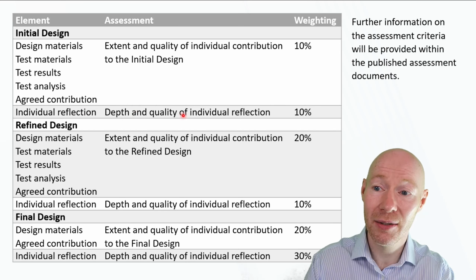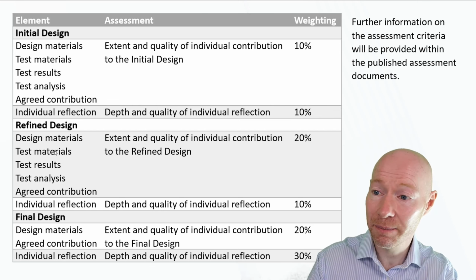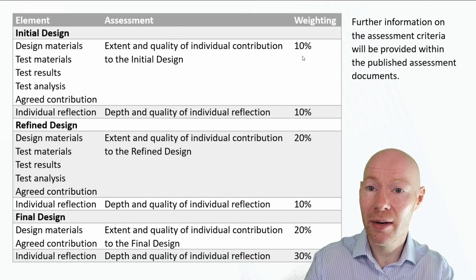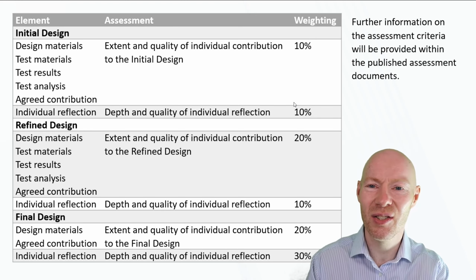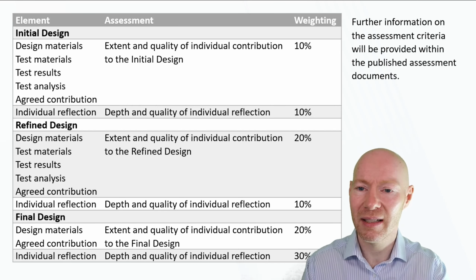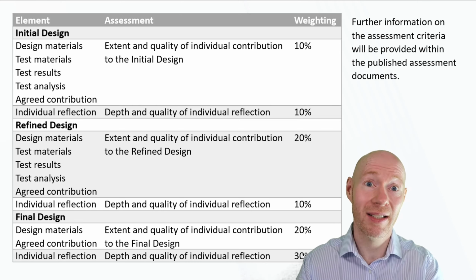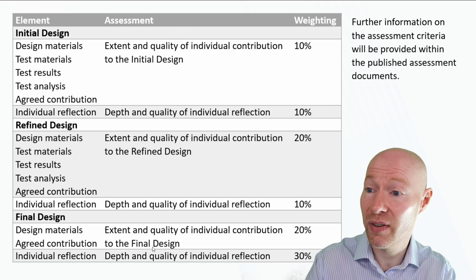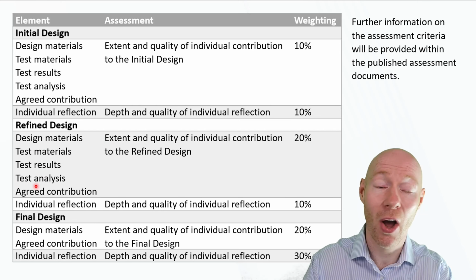Individual reflection then, so the depth and quality of individual reflection, 10% of the module mark will come from that. These are lower weighted because it's the first iteration, just to keep it reasonably low, to give people a chance to build activities up. The one exception to that is reflection. So reflections are 10, 10, and 30, and that reflects the amount of space that you have available for the reflection.